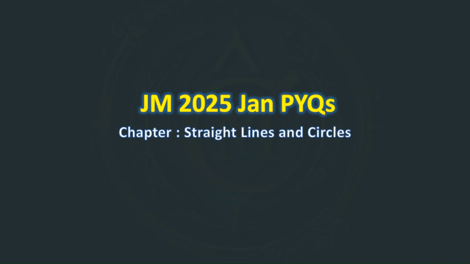In this series of videos, we are going to solve all 250 PYQs of JEE Main January attempt 2025. So we are starting with the chapter Straight Lines and Circles. We are going to discuss all 16 PYQs that have been asked in the January attempt in 2025 from this chapter. So I request you to sit with your pen and paper and try solving each question before seeing the solution. So this is the first question here.